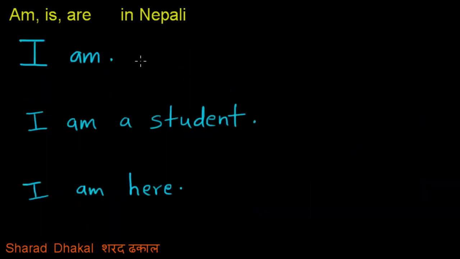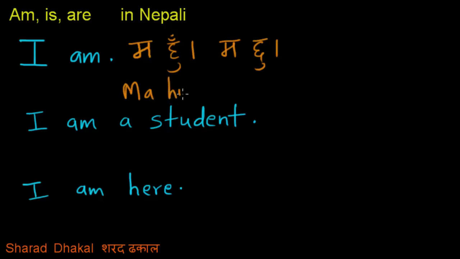Let's start with I am. I am is ma hun or ma chu. That's ma hun or ma chu. Here I is ma and am is hun or chu.